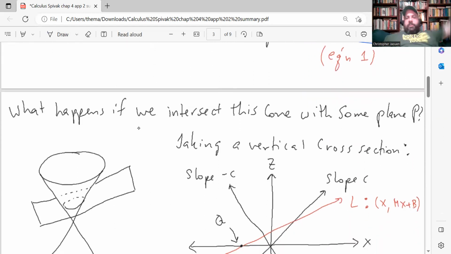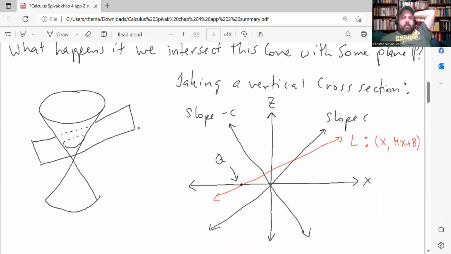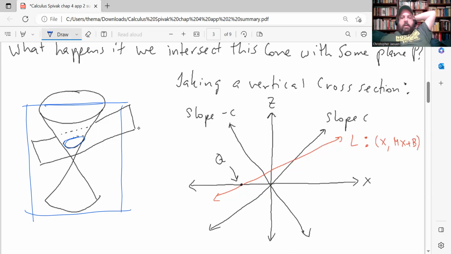Okay, so what happens if we intersect this cone with some plane P? It's the whole point, right? Conic sections are given by the intersection of a cone with a plane. So, the curve might look something like I have drawn here. This would be an example of an ellipse or a circle, maybe. If you take the cross section, so in other words, cut this cone right down the center, right? So split it in half. Then you get this cross section here.